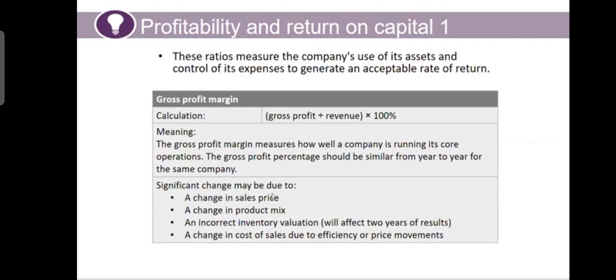Significant change may be due to change in the sales price, or change in the product mix, or an incorrect inventory valuation, or a change in cost of sales due to efficiency or price movements. So you should remember these 4 factors. If you can spot or pinpoint one of them happening with the company, you have to speak about it.